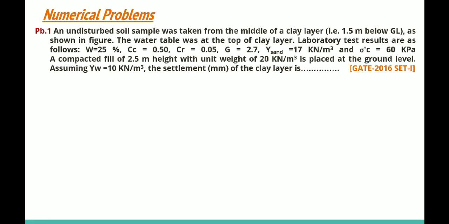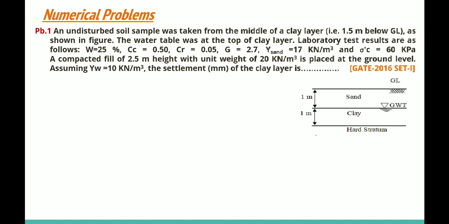An undisturbed soil sample was taken from the middle of the clay layer, that is 1.5 meters below the ground level as shown in the figure. The water table was at the top of the clay layer. Laboratory test results are as follows: water content is 25%, compression index 0.5, recompression index 0.05, specific gravity of solids 2.7, unit weight of sand 17 kN per meter cube, and pre-consolidation pressure of the clay is 60 kilopascal.